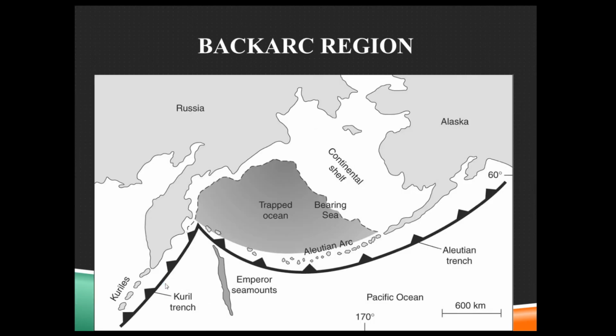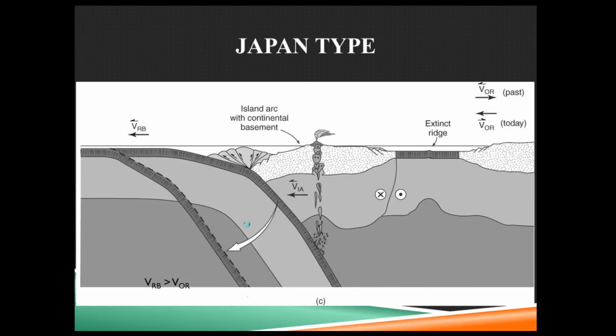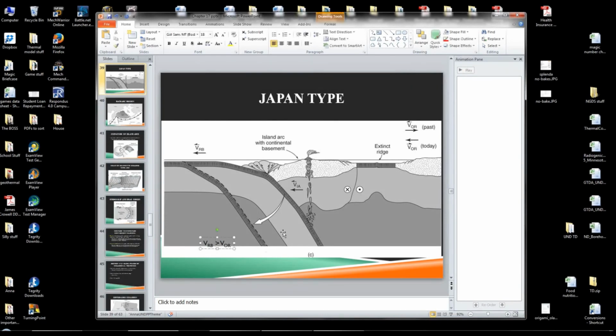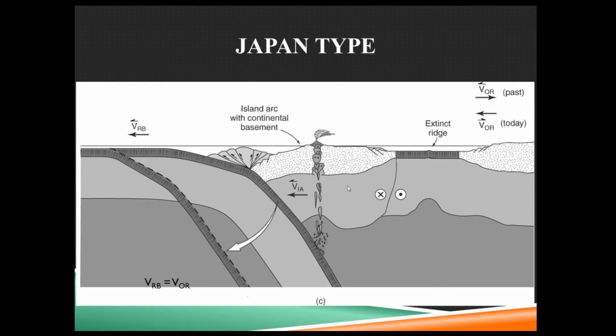This should have been... Oops. Let me fix this. This is an equal sign. So the rollback and the overriding plate are moving at equal speeds. So there's no extension and no compression. But in this case, in Japan, there's an extinct ridge because there used to be extension.